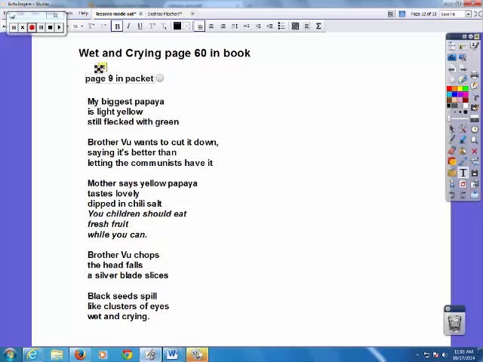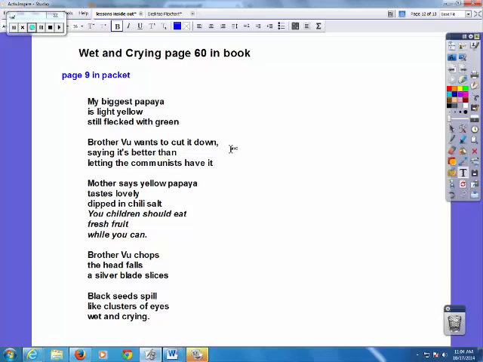Okay, the graphic organizer on page 9 will help you determine mood and tone. So turn to page 9 and turn to page 60 in the book to read this poem. Wet and Crying. My biggest papaya is light yellow, still flecked with green.